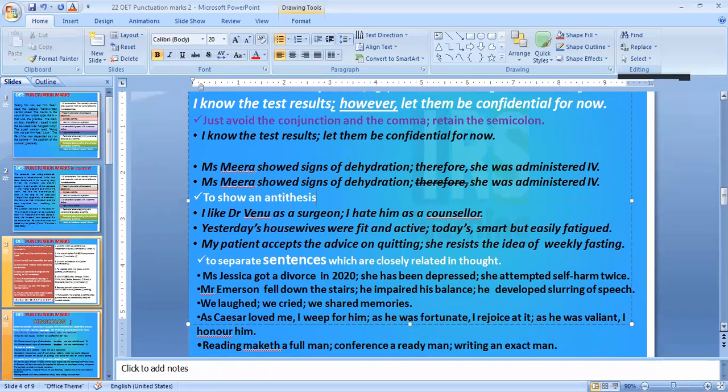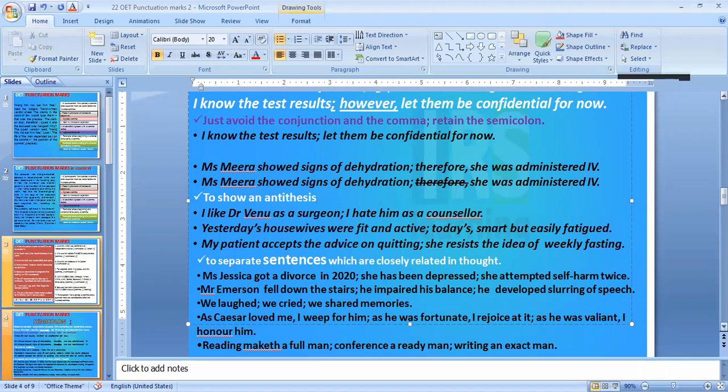Okay, now you see, semicolon is used to separate sentences which are closely related in thought. Very closely related sentences come one after another, 2-3 sentences, one after another. Then you can use semicolon. For example, Miss Jessica got a divorce in 2020. She has been depressed. She attempted self-harm twice. See, 3 sentences, but they are related. Very linked sentences. For closely related sentences, use a semicolon.